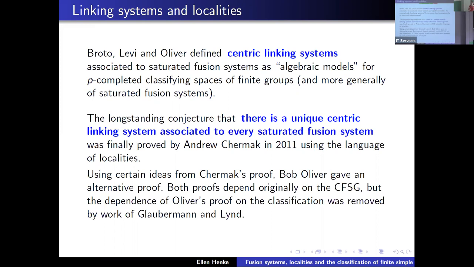It should be said that using certain ideas from Chermak's proof, Bob Oliver gave an alternative proof, which actually doesn't use localities anymore. Both proofs depend originally on the classification of finite simple groups, but in a very structural way. And that made it possible for Glauberman and Lynd to remove that dependence. So we know now that these centric linking systems exist and are unique. And in that way, we also know that certain localities exist and are unique. And this is what I want to use when working with fusion systems.